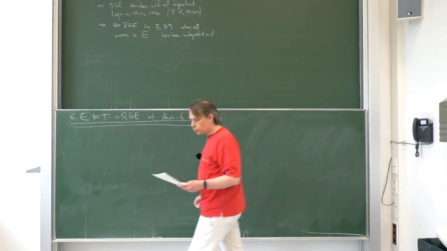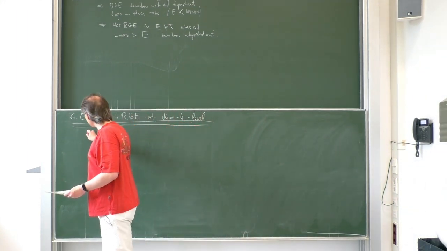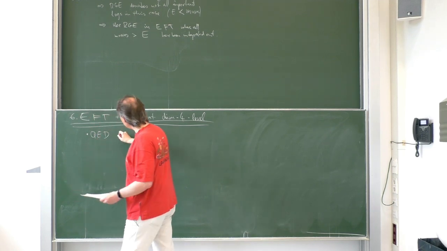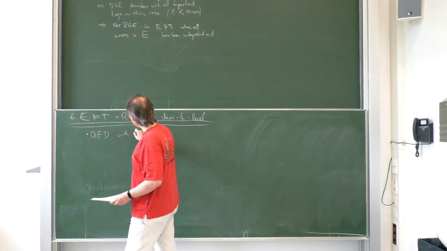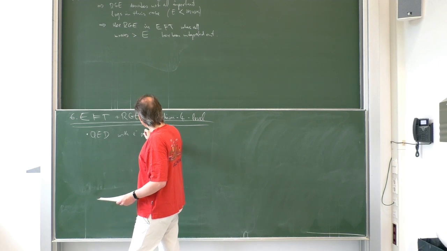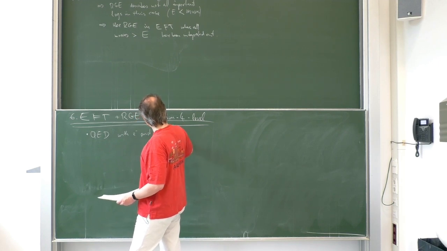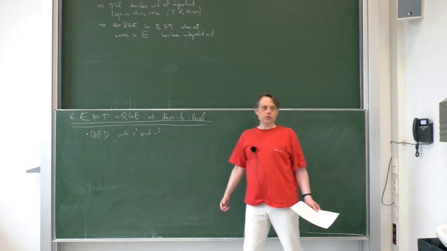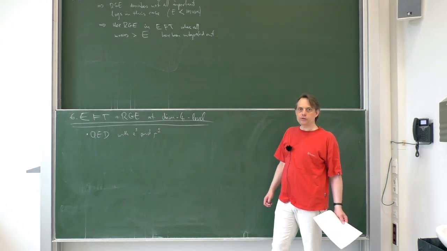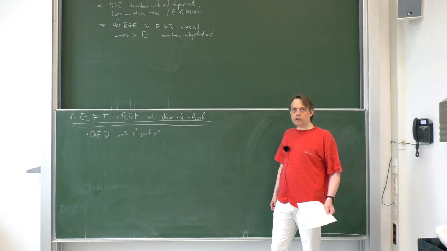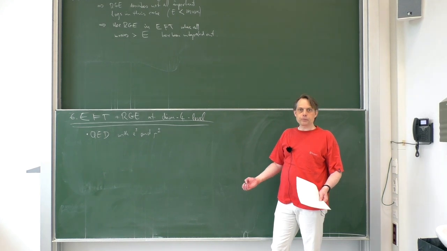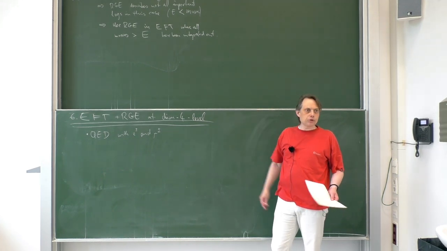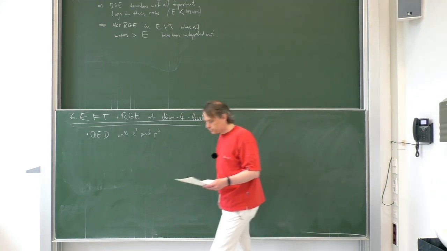We will go through a set of examples, and I have selected the following examples, namely QED with two fermions, electron and muon, e+ e-, and mu+ mu-. The muon is heavy, the electron is light, and we integrate out the muon as we did in our exercise, and we will study this example in more detail using EFT plus renormalization group.